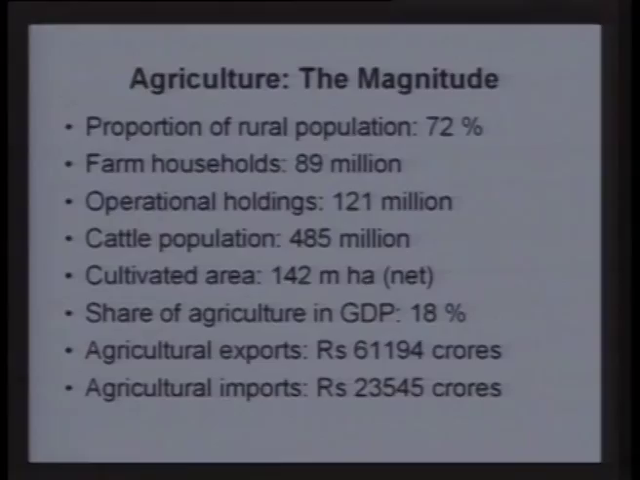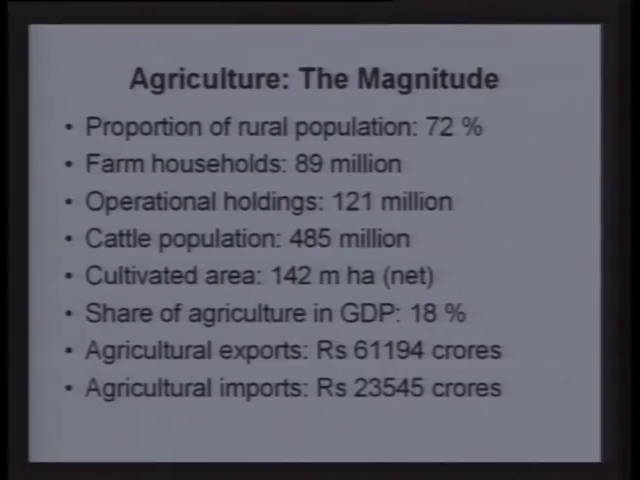It means the agriculture sector also provides a source of income to the industrial aspect. Here in this slide we have presented the importance, or the magnitude, of agriculture in the country. 72% of the population depends on agriculture, who are rural people. Then there are 89 million farm households in the country. There are 121 million operational holdings in the country.